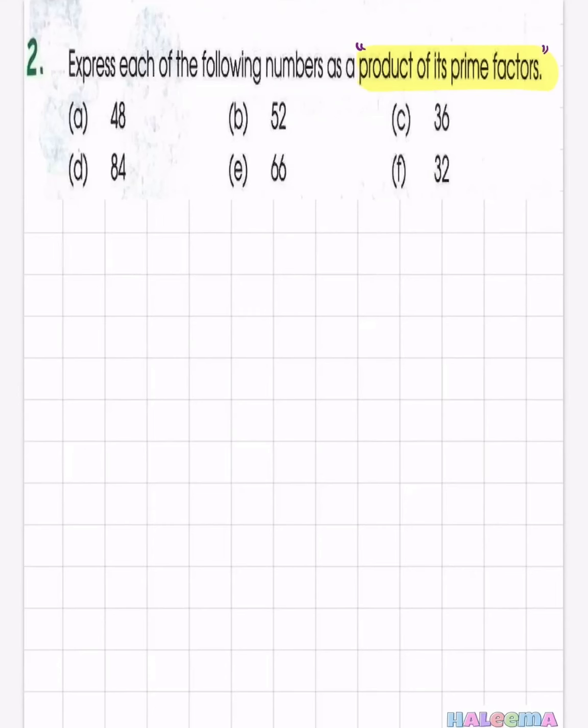In this question, I'm only going to do part A and part D. The rest are your homework. Be honest to yourself and practice at home. If you have any difficulty, you can write down in the comment section and I'll help you out with that.